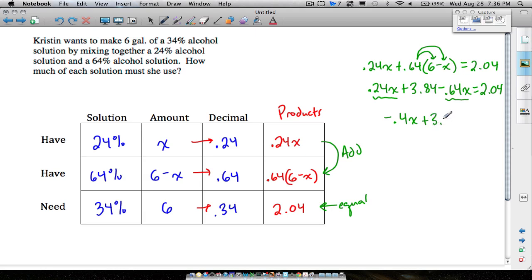Bring down your plus 3.84. This is equal to 2.04. Now to get x by itself, we need to move this 3.84 over, so let's subtract it from both sides.